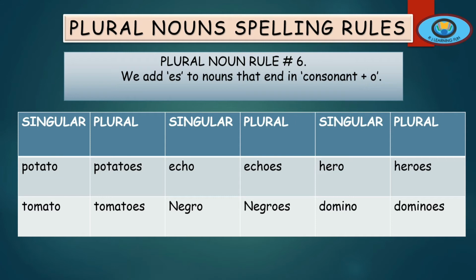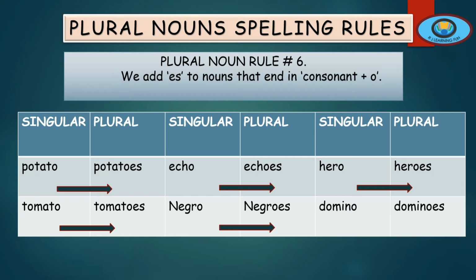For example, potato, potatoes. Ending in O, and before O there is a consonant T. Similarly, tomato, tomatoes. Echo, echoes. Negro, negroes. Hero, heroes. Before O, there is consonant R. That's why we have added ES at the end. Domino, dominoes. So now we know that we have to add ES to nouns that end in consonant plus O, or if the noun is ending in CH, SH, S, X, and Z.